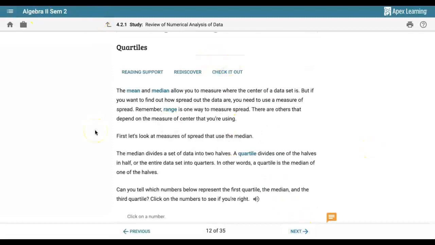All right, so again, then remember this thing called range. It's one way to measure the spread of the data. And there's another one that we can look at here, and it's called quartiles.